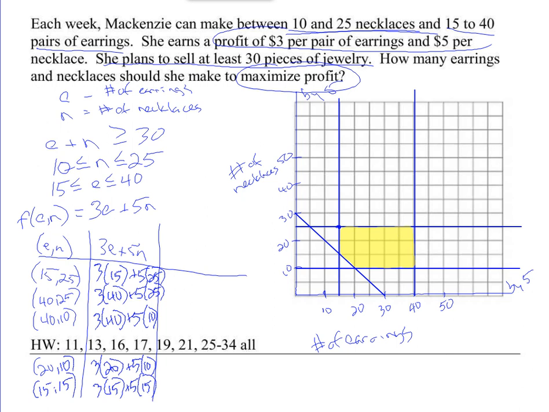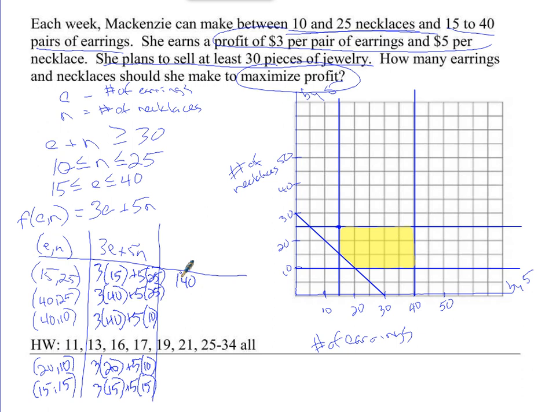So there's all the work, and what do we get for our answers? 15, comma, 25 gives us what? 140. And 40, comma, 25 gives us what? Is it 225? I don't know. $170? Oh, okay. So 40 comma 25.